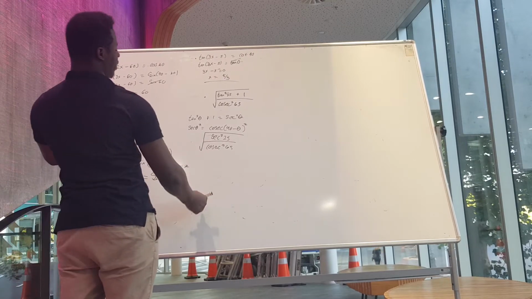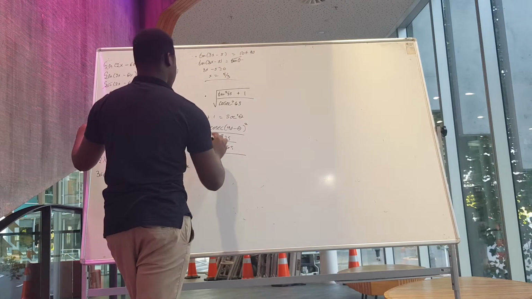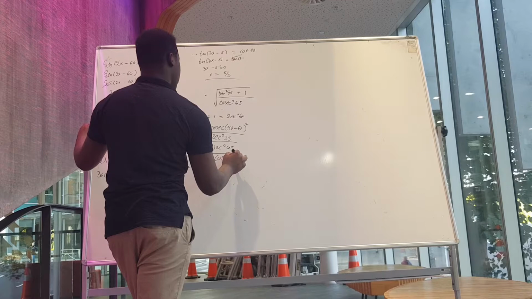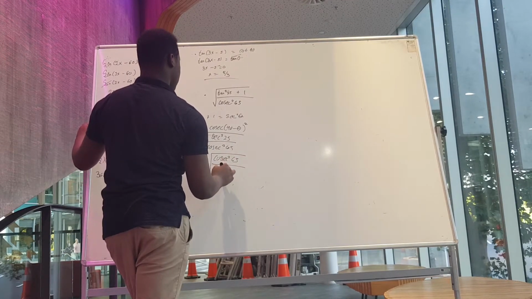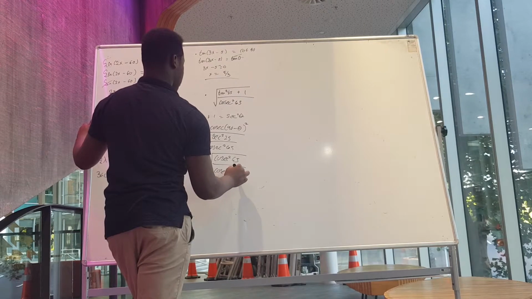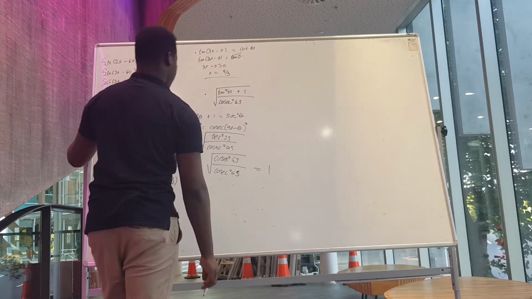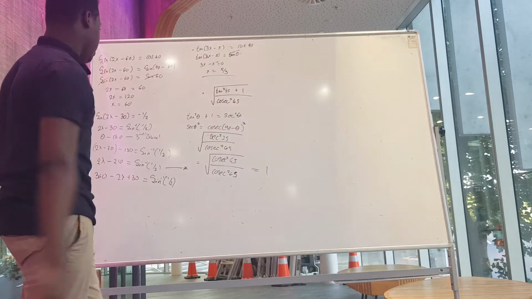Cosec squared 65, I'm just going to write it, that's equal to the square root of cosec squared 65 divided by cosec squared 65, and all of that is equal to 1. Square root of 1 is 1.